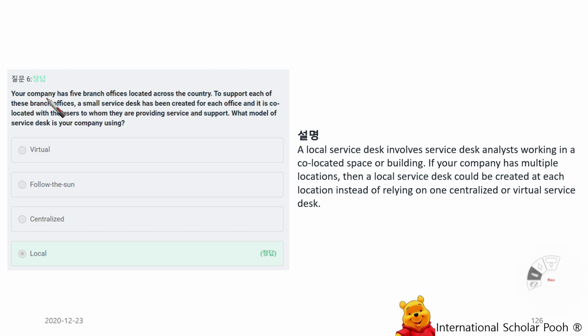Your company has five branch offices located across the country. To support each of these branch offices, a small service desk has been created for each office, each co-located with the users to whom they are providing service and support. Which model of service desk is your company using? Local. A local service desk involves service desk analysts working in a co-located space or building. If your company has multiple locations, then a local service desk could be created at each location instead of relying on one centralized or virtual service desk. Local.